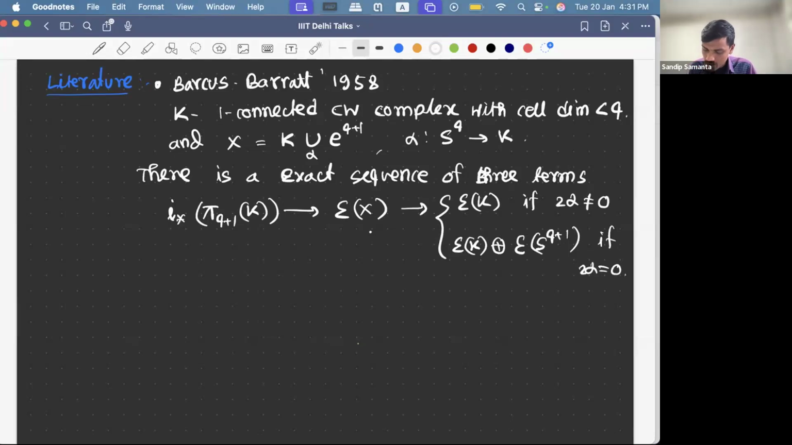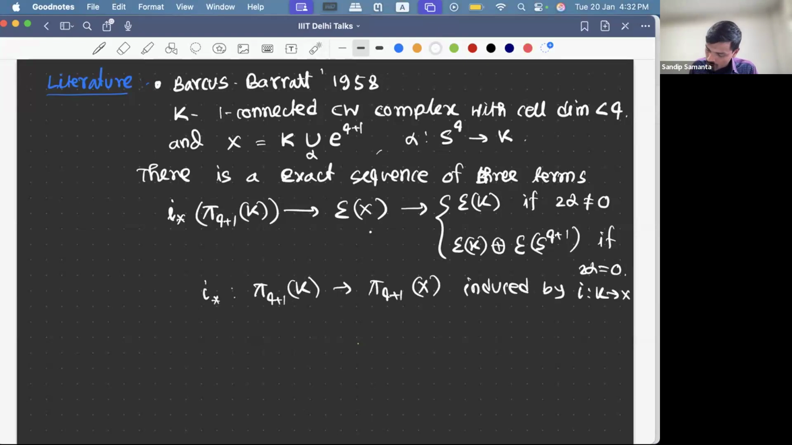So what is this I star map? This I star is the inclusion map of pi_{Q+1} K to pi_{Q+1} of X, induced by the inclusion K to X.